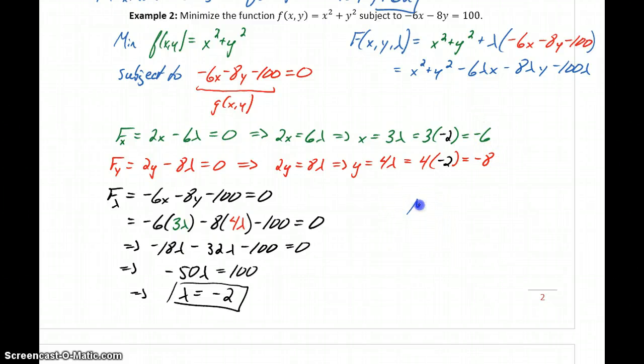So again, in this case, we only have one point to consider, only one value for x and y. So we know that that's our minimum, which is going to occur at the point f of negative 6, comma negative 8. And to get that minimized function value, we would take negative 6 and negative 8, plug those into the original function to get that minimized function value of 100.